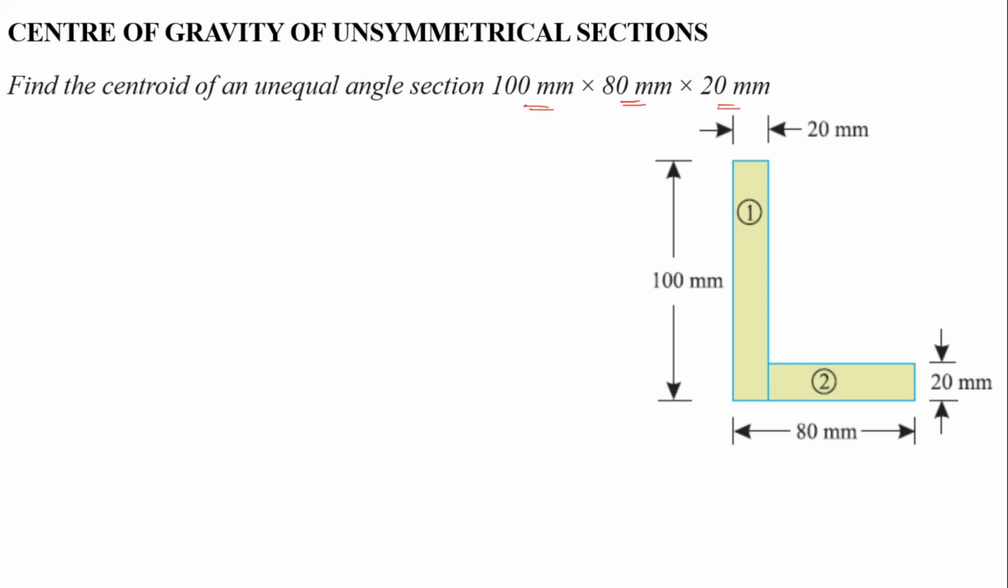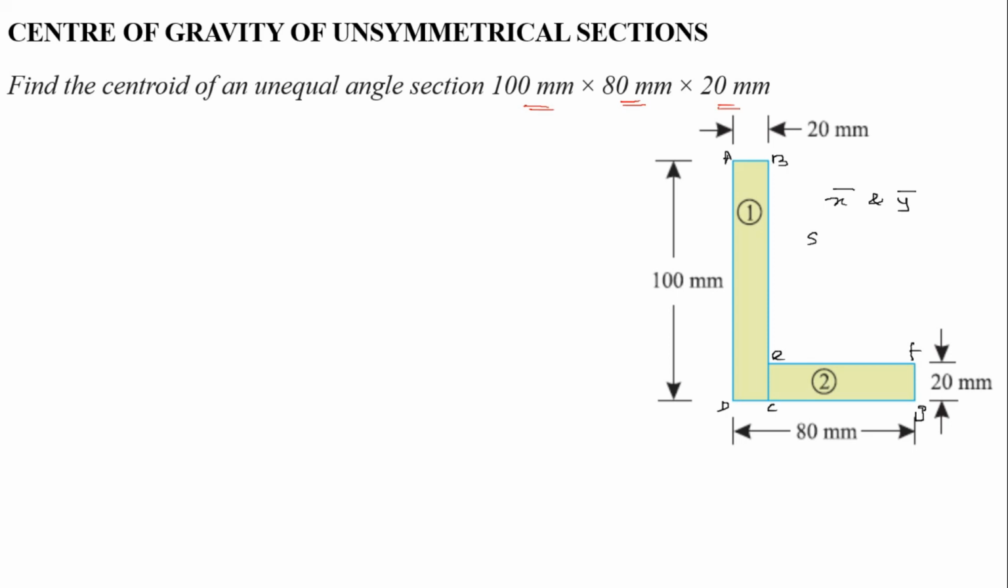There is no symmetry about the x axis and y axis. The given section is not symmetrical about x axis and y axis. So we need to calculate x bar and y bar. So we divide this section into two. One is A, B, C, D, the first section. The second section is E, F, G, right?